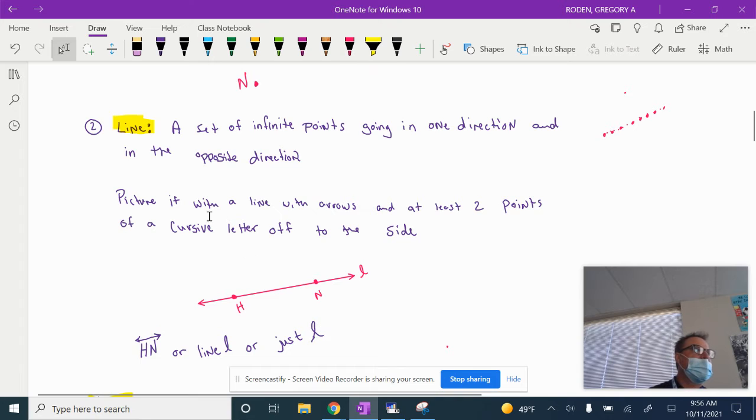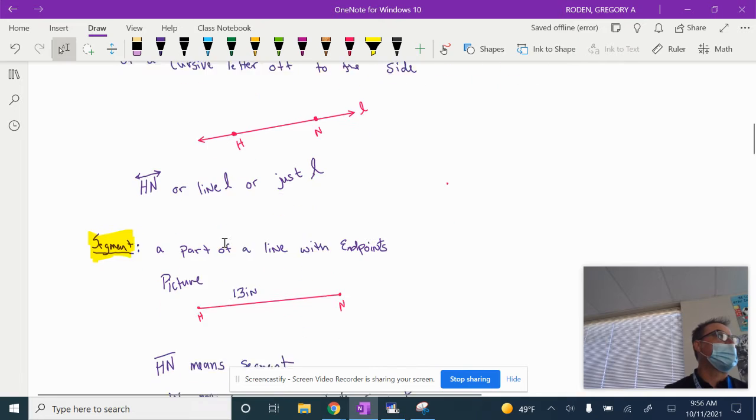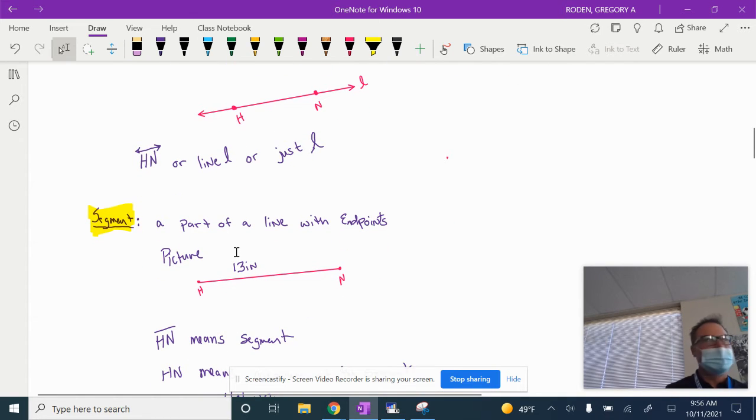Okay. The next thing we're going to talk about is a segment. Now, we've talked about segments. A segment is a part of a line with endpoints. So we can measure a segment. We measure the distance between, there's something called a ruler postulate. A ruler postulate is like the protractor postulate, which says that you can always put a ruler on a line and measure its length. So we should probably write that down, the ruler postulate.